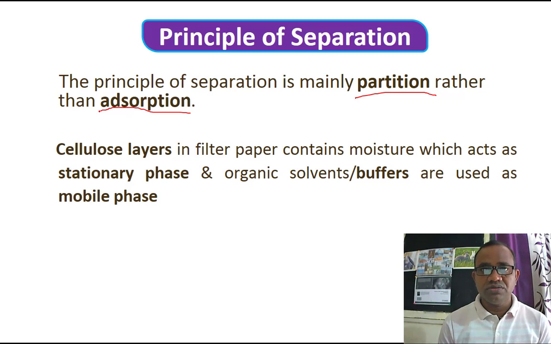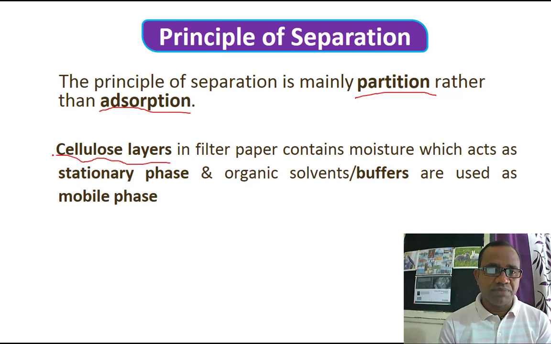In case of partition, between the two immiscible phases the solute molecule partitions itself, and where it is more soluble, it will move into that particular solvent phase. In case of adsorption, the solute molecule gets adsorbed over the stationary phase. So what is the stationary phase? It is mostly the paper, that is a layer of cellulose which contains moisture that acts as the stationary phase, and the solvent system or the buffer system is used as the mobile phase.